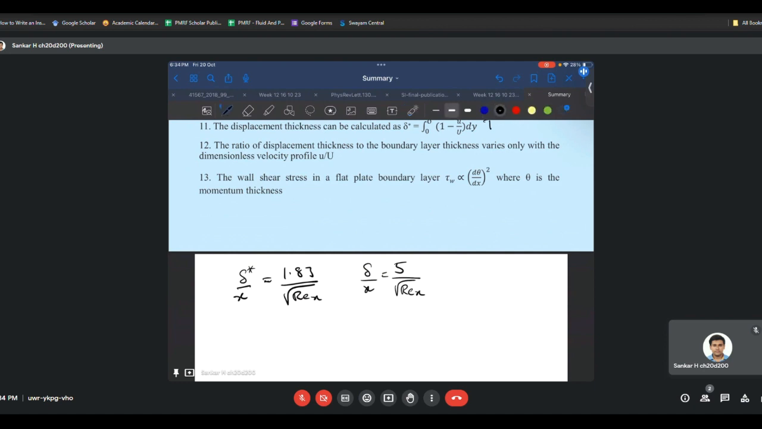Basically, delta star by delta will be just 1.83 by 5 for the laminar region. And for the turbulent region, again, more analysis would be required. But we can safely say that this statement is false since there is no velocity profile coming up.